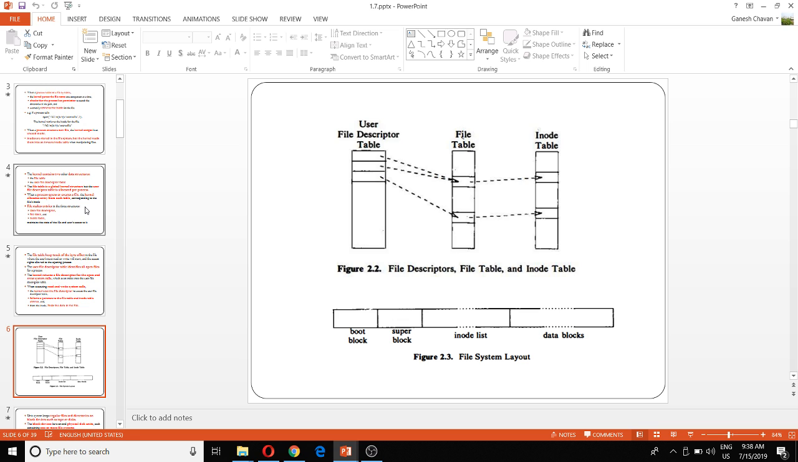The file system layout is given here. File descriptors, file table, and inode table are shown in this particular diagram. There are links from the user file descriptor table to the file table and from the file table to the inode table.